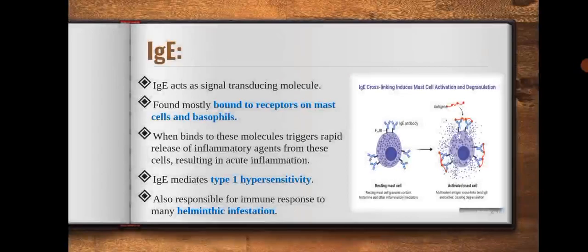IgE acts as a signal transducing molecule. It is found mostly bound to receptors on mast cells and basophils. When it binds to these molecules, it triggers rapid release of inflammatory agents from these cells, resulting in acute inflammation. IgE mediates type 1 hypersensitivity reaction. Also, it is responsible for immune response to many helminthic infestations.